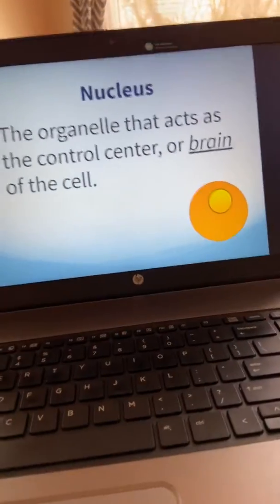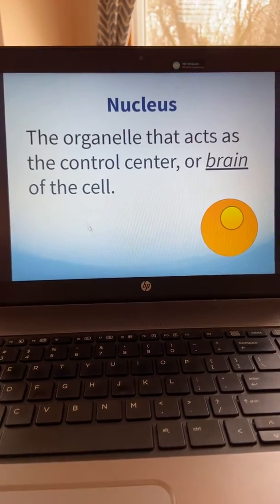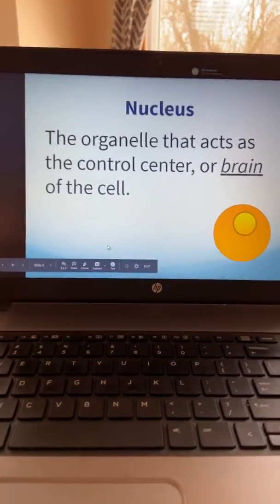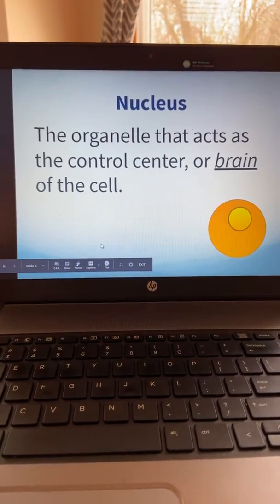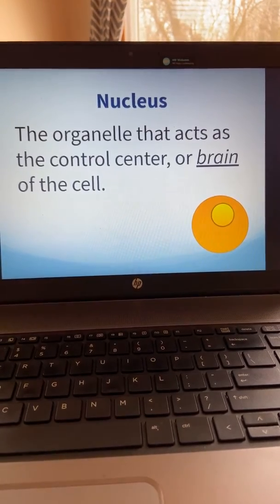Okay, alrighty, the next one. And if I have any ways to remember that students have come up with throughout the past few years, I will let you know. Nucleus is the brain. For some reason, people don't really have a huge problem remembering that.